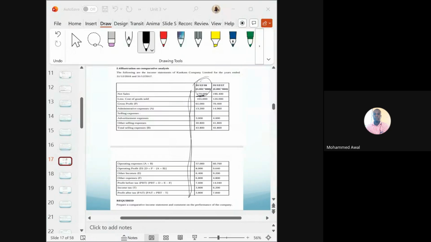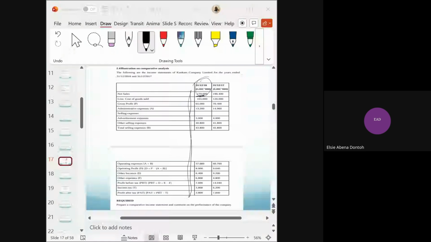Madam, we'll get 14.285. So it is 14.3%, right? Yes. Okay, madam, are you following? So that's how you do the comparison. You compare it with the base year. So we are in 2017.